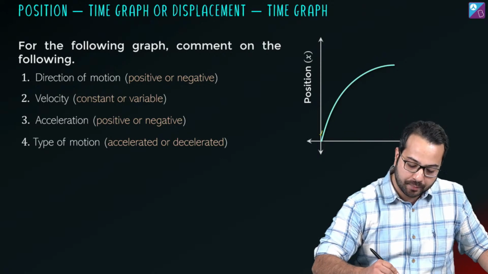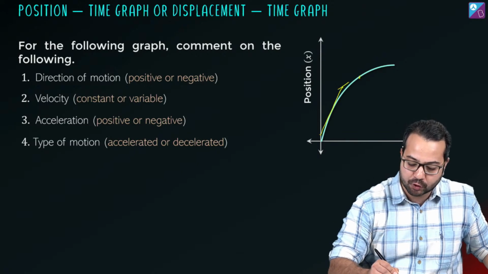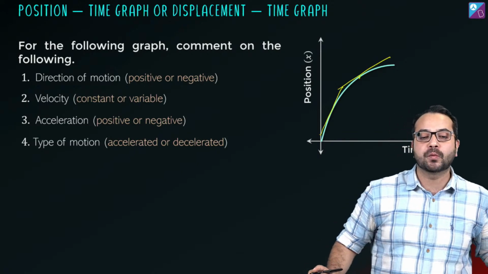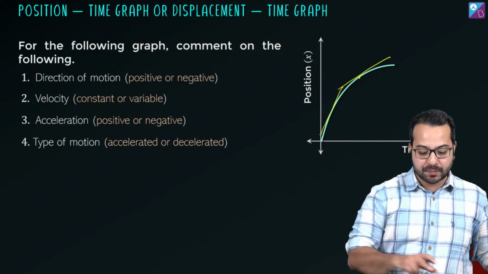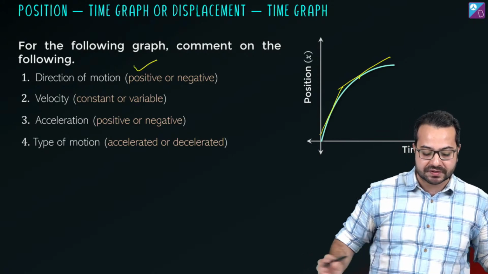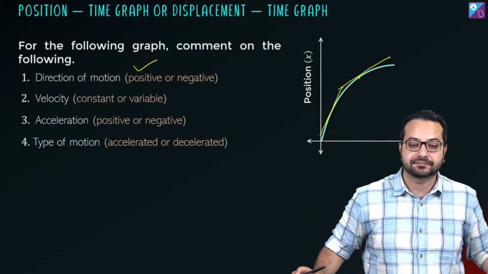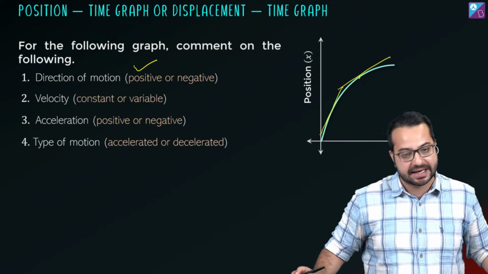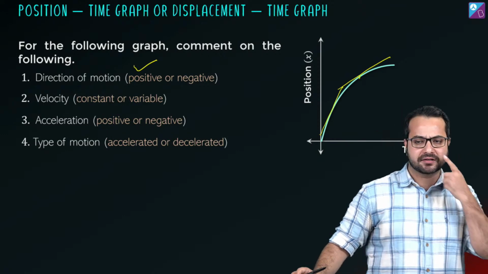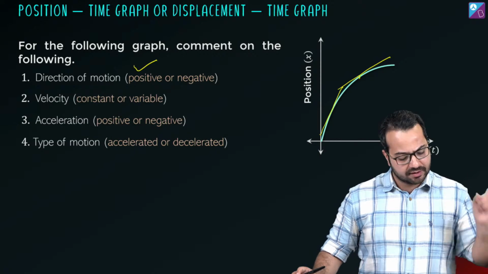You make a slope over here, you make a slope over here, the slope is always positive, which means that the direction of motion is always positive. Is that correct? Perfect. Yes, absolutely great. All of you are giving good answers.